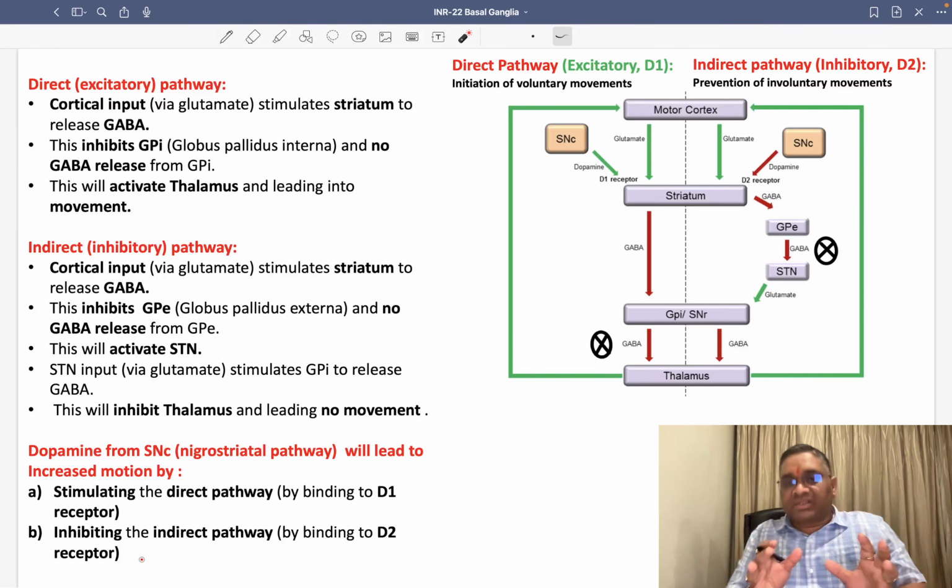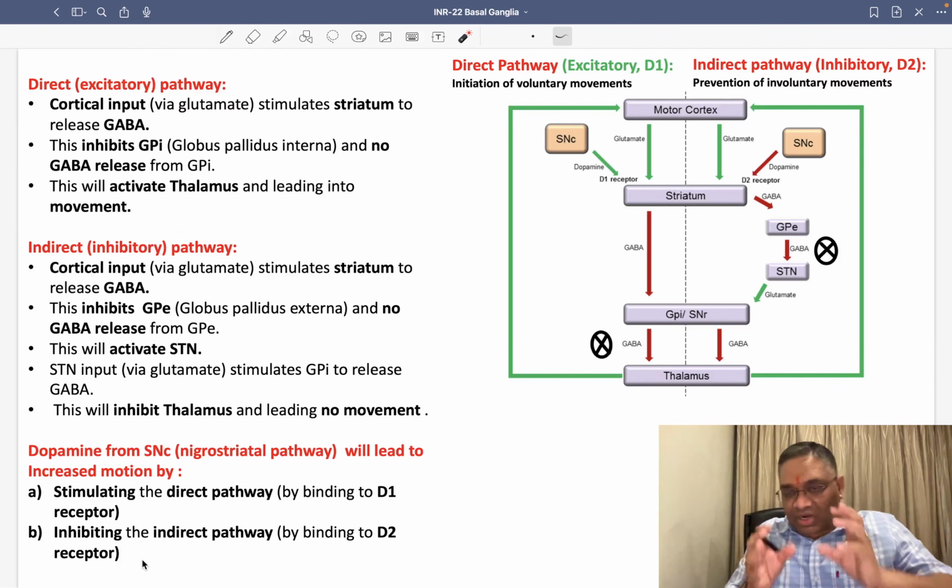So these are the basic structure and function of the basal ganglia pathway. Next I will discuss the lesions and the movement disorders associated with the basal ganglia. Keep revising this topic. Best wishes for your exam.